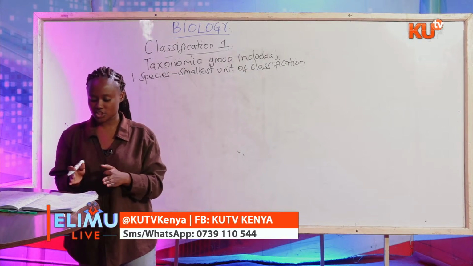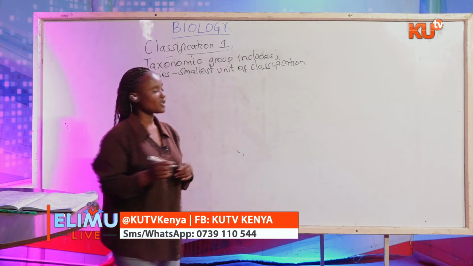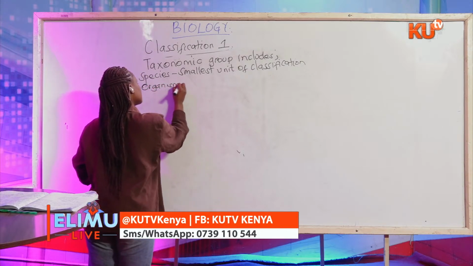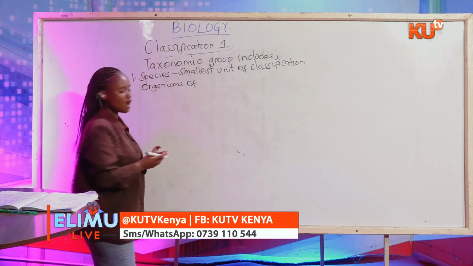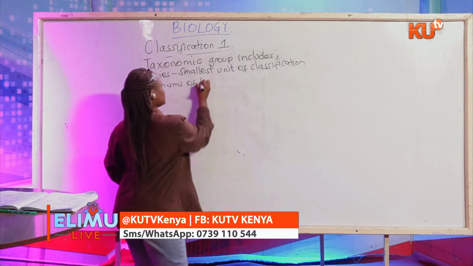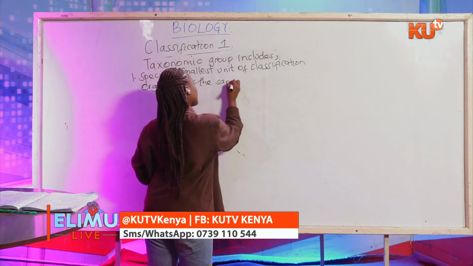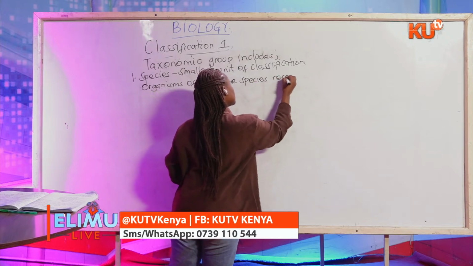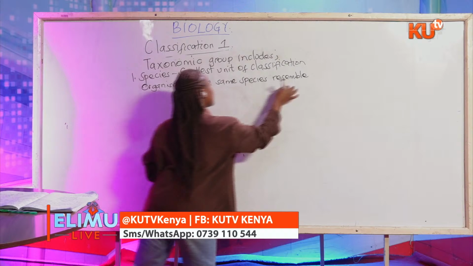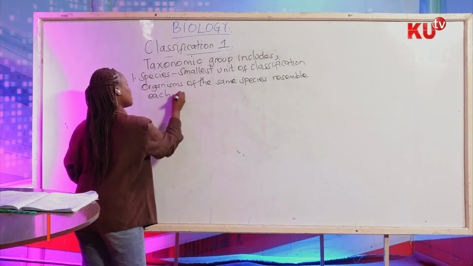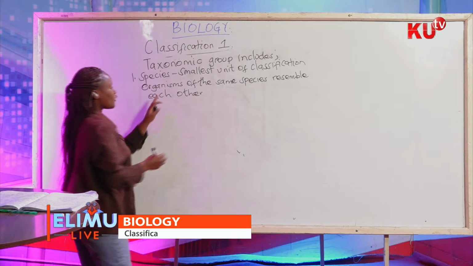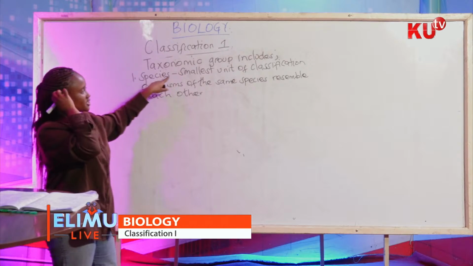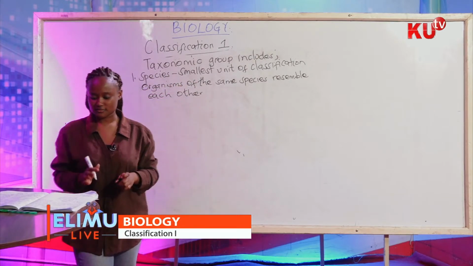Organisms of the same species resemble each other. So organisms from the same species, they resemble each other. And species is the smallest unit of classification.